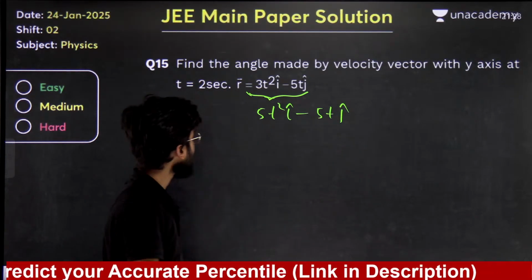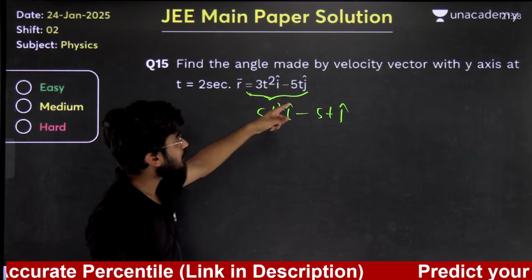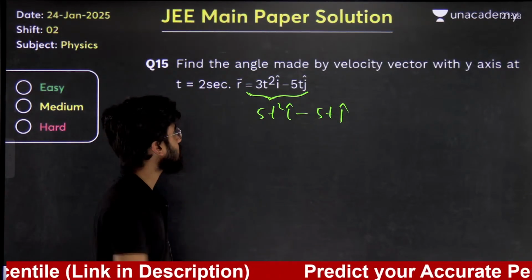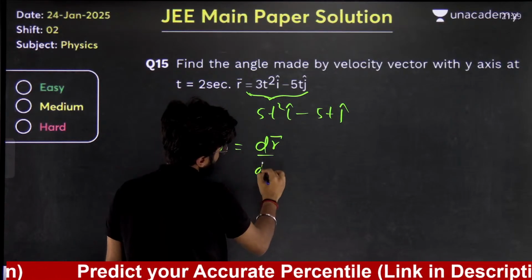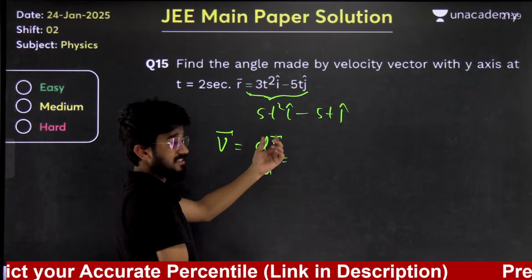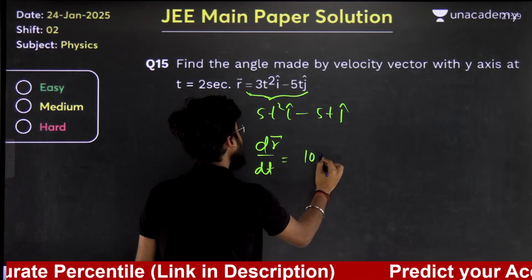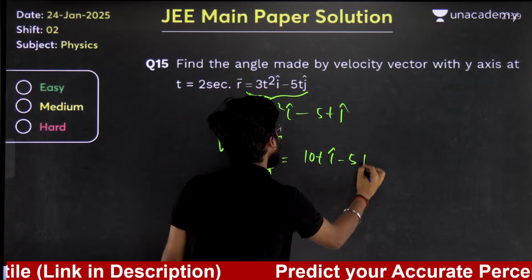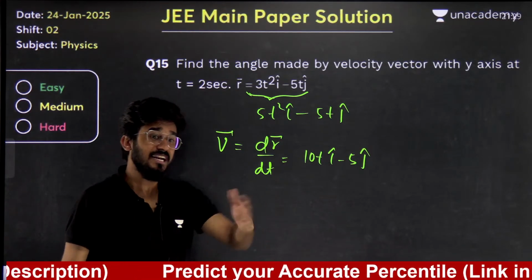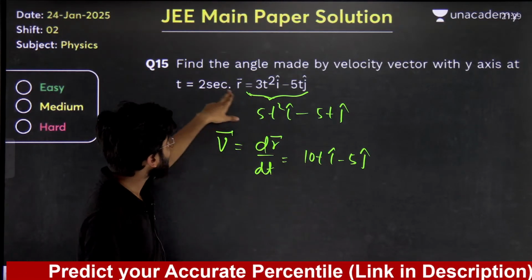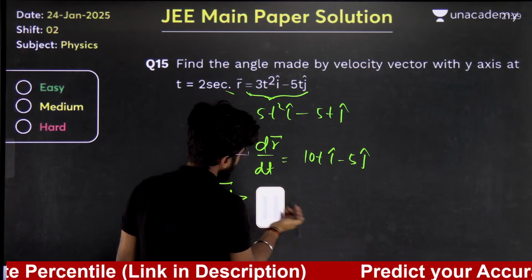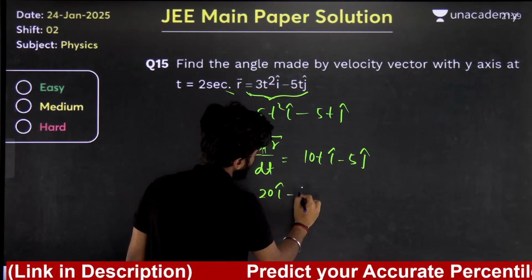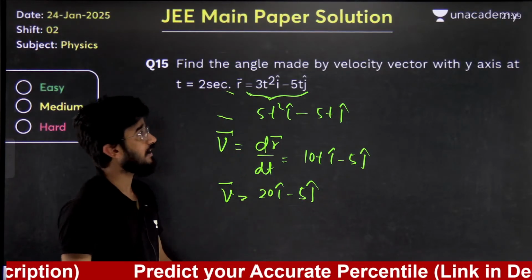Done. First of all, we have to find the angle made by the velocity vector with the y-axis. It means first we will find the velocity vector, which is dr by dt. The differentiation of this is 10t i cap minus 5 j cap. This is the velocity vector. Now we will find the velocity vector at t equals 2 seconds. So v equals 20 i cap minus 5 j cap. Okay, now we have to find the angle.